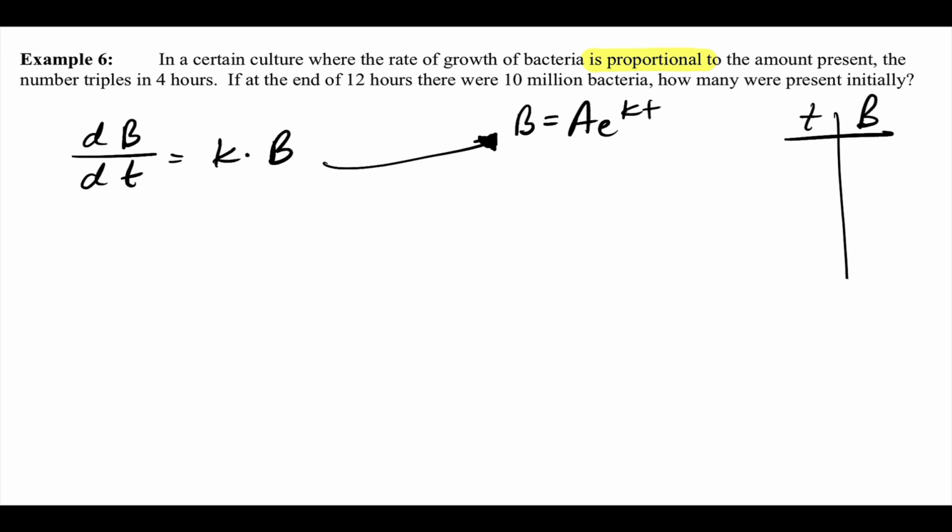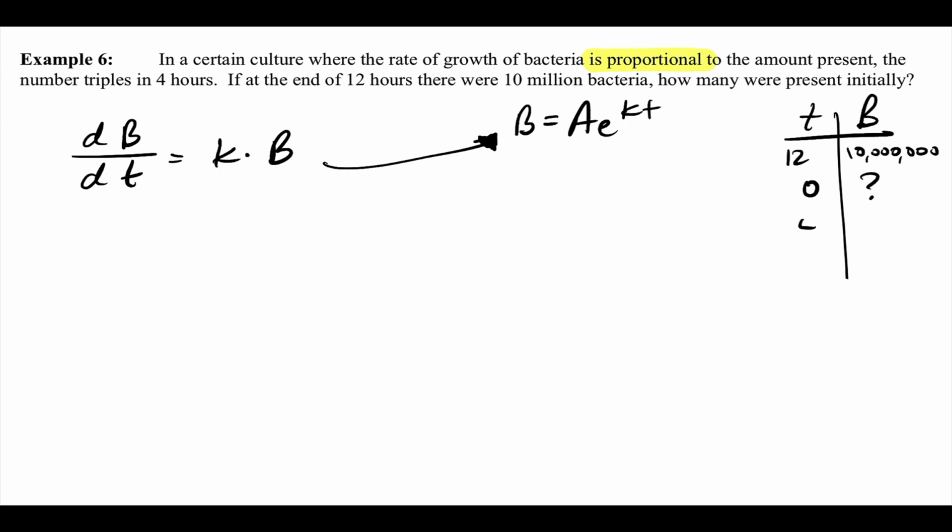So given, they say at the end of 12 hours, there were 10 million bacteria. So at the end of 12 hours, there were 10 million. The question is, how many were initially present? But then they also give us another one, right? They also say it triples in 4 hours. So the amount is going to triple in 4 hours.